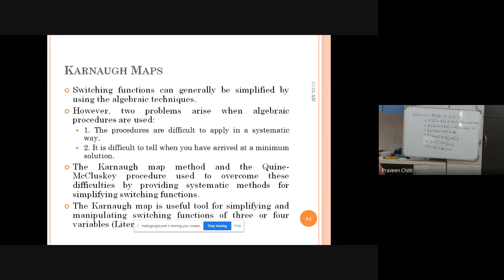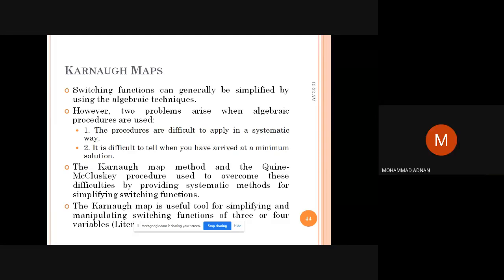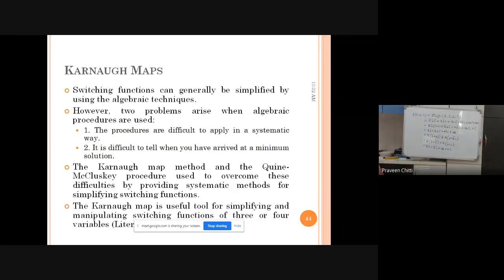Right? Is that clear? Can anybody tell me why we have to go for the structured method of simplifications? Any answer? Why we need to go for structured method of simplifications like K-map and Quine-McCluskey method? So in that we will not get any specific answer and we can't find which is the simplest form. Okay. That's why we have to go for the structured method.